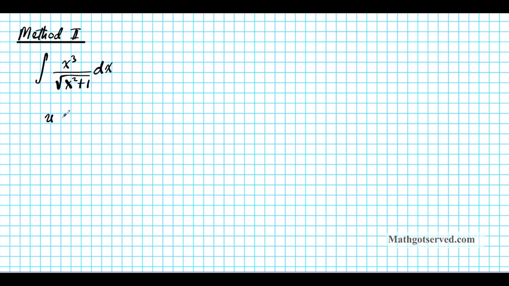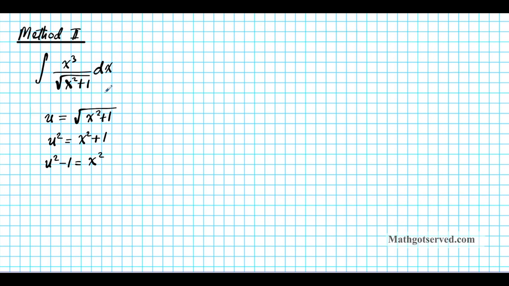Now, how about we say, let's call u the square root of x squared plus 1. Okay, if we square both sides, we'll have u squared equals x squared plus 1. If we subtract 1 from both sides, we have u squared minus 1 equals x squared. Okay, so we basically have a replacement for x squared plus 1.